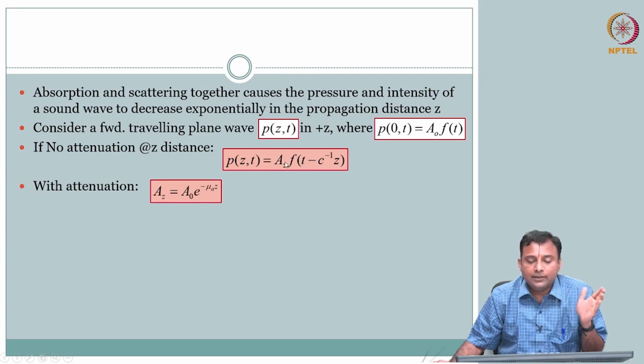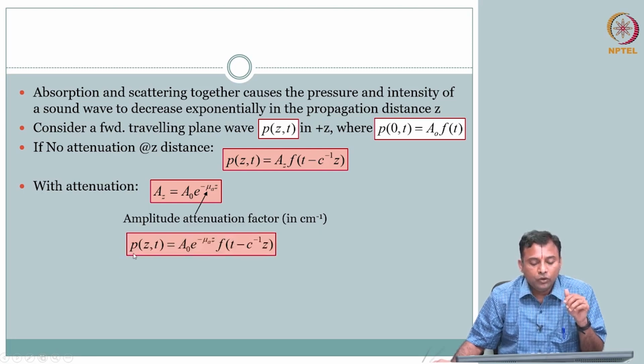Okay. So at z you will have the same A naught when there is no attenuation, whereas when you have attenuation with the distance, you are going to have a loss. So A of z will be A naught, whatever you started with, with the distance you have lost in an exponential format. Mu a is the amplitude attenuation factor in centimeter inverse. Okay. So your P of z,t including attenuation is A naught, whatever you started with, with some loss, e to the power minus mu a z, times this waveform that you started with.